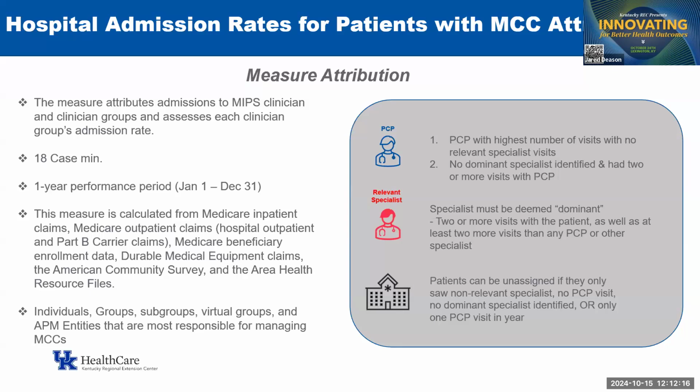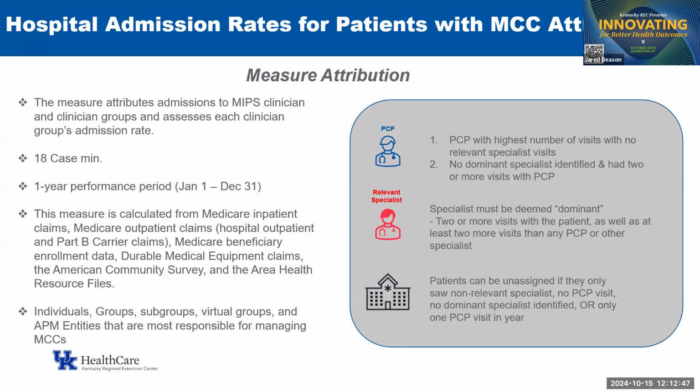So for your specialist, they can be attributed a patient if they are identified as the dominant provider, meaning that they have had at least 2 visits with that patient, and they have 2 or more visits than any PCP or other specialist. So for example, if a patient visits a cardiologist 4 times, a primary care provider twice, and a nephrologist twice, that patient would be assigned to the cardiologist based on the plurality of those visits.